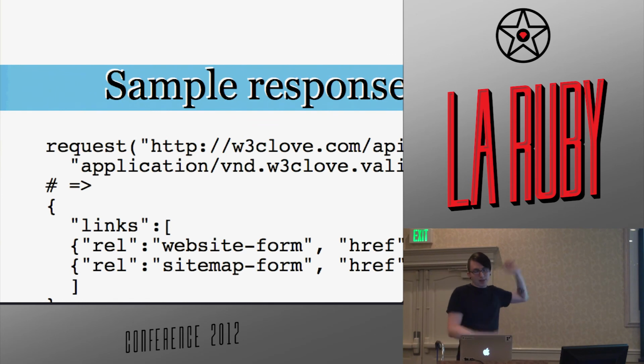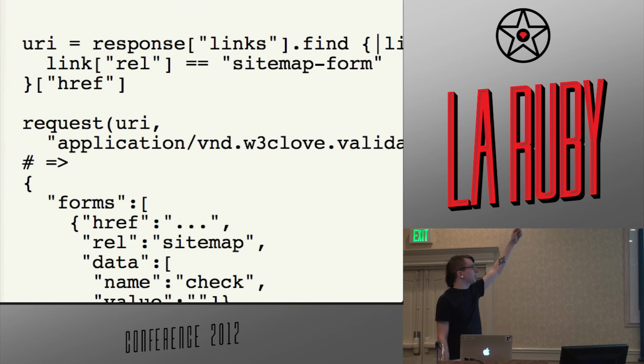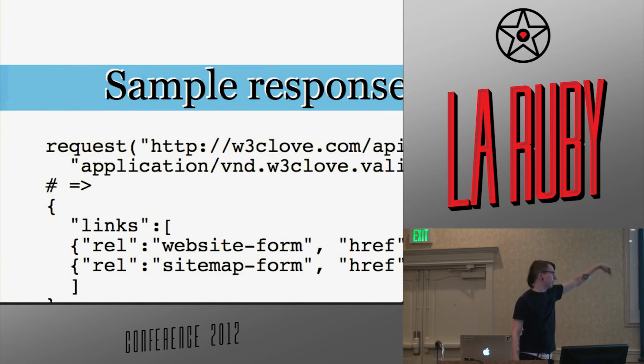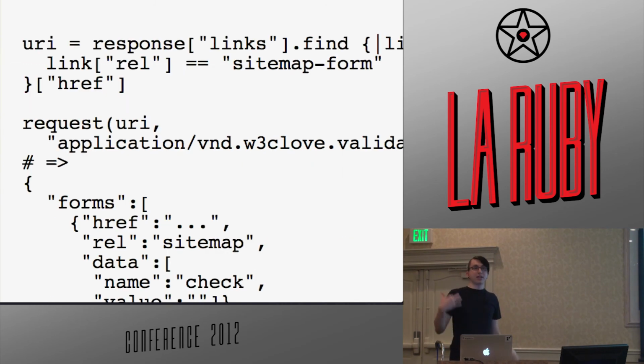So when we get back these two links, we would be able to trawl through those links, find the one where the rel equals sitemap form, and grab the href attribute out of that subtype. Which is this sort of JSON thing, right? So we want to look for that rel and grab the href associated with it. And then we would request that URL. We don't care what it is. We never look at it. We never construct our own URLs. We just use the ones that the server provided us with.